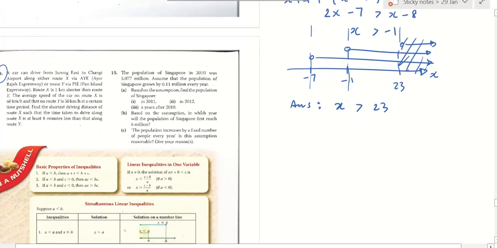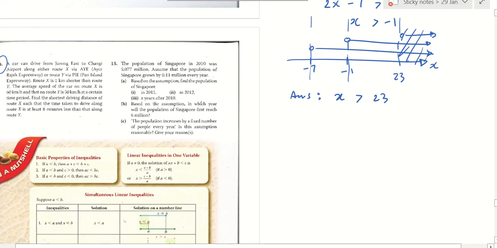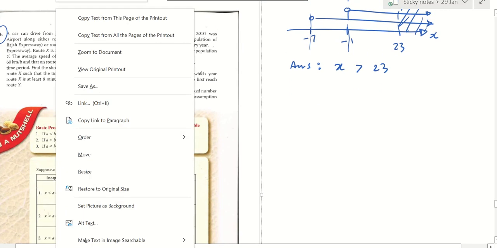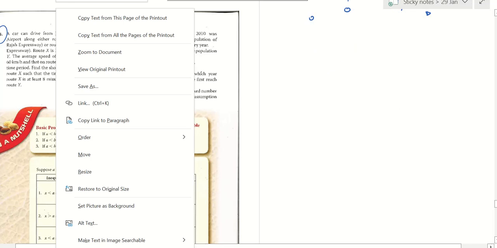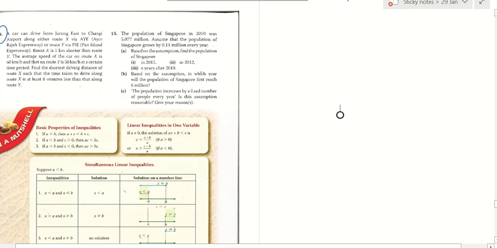And now we come to the final question. Okay, so question 14. We have a car that can drive from one place to another, either via route x or y. So route x is 1 km shorter than y, speed of x is 60 kilometers per hour, the speed on y is 50 kilometers per hour. So right now, we can see that route x is shorter and the speed is higher. Route y is longer, the speed is lower.